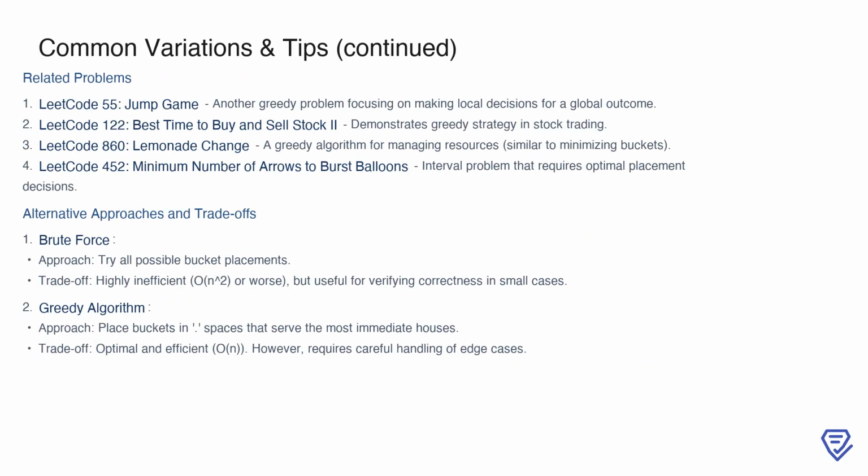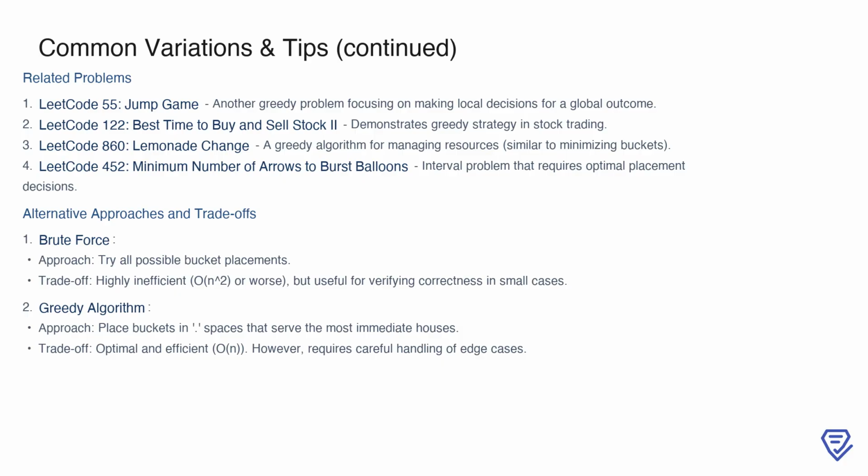This problem shares similarities with other LeetCode challenges, making it helpful to practice related problems. For example, LeetCode 55, Jump Game, requires making local decisions to achieve a global outcome, much like this bucket placement problem. LeetCode 122, Best Time to Buy and Sell Stock II, demonstrates the greedy strategy in the context of stock trading. LeetCode 860, Lemonade Change, focuses on managing resources efficiently, and LeetCode 452, Minimum Number of Arrows to Burst Balloons, involves making optimal placement decisions in an interval-based scenario. These problems highlight how greedy algorithms can be applied in different contexts.